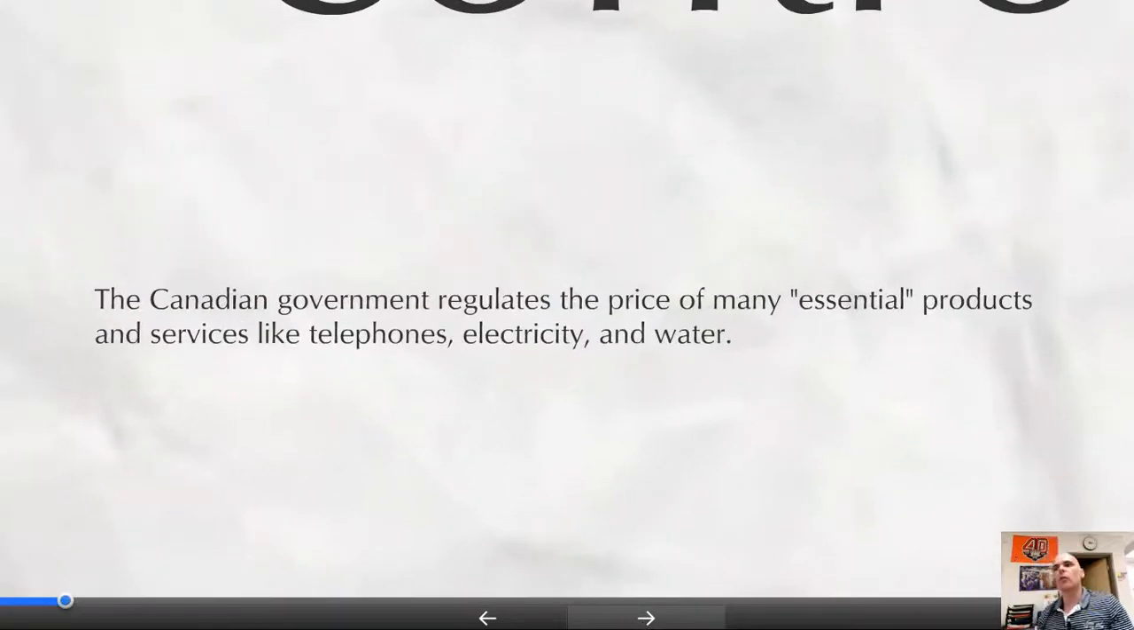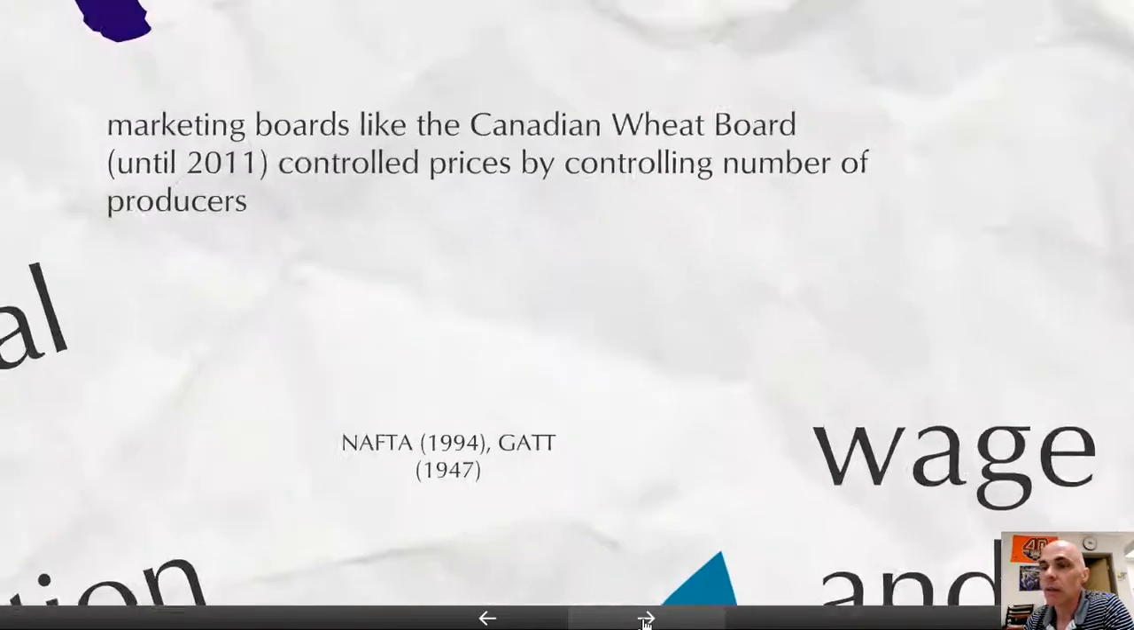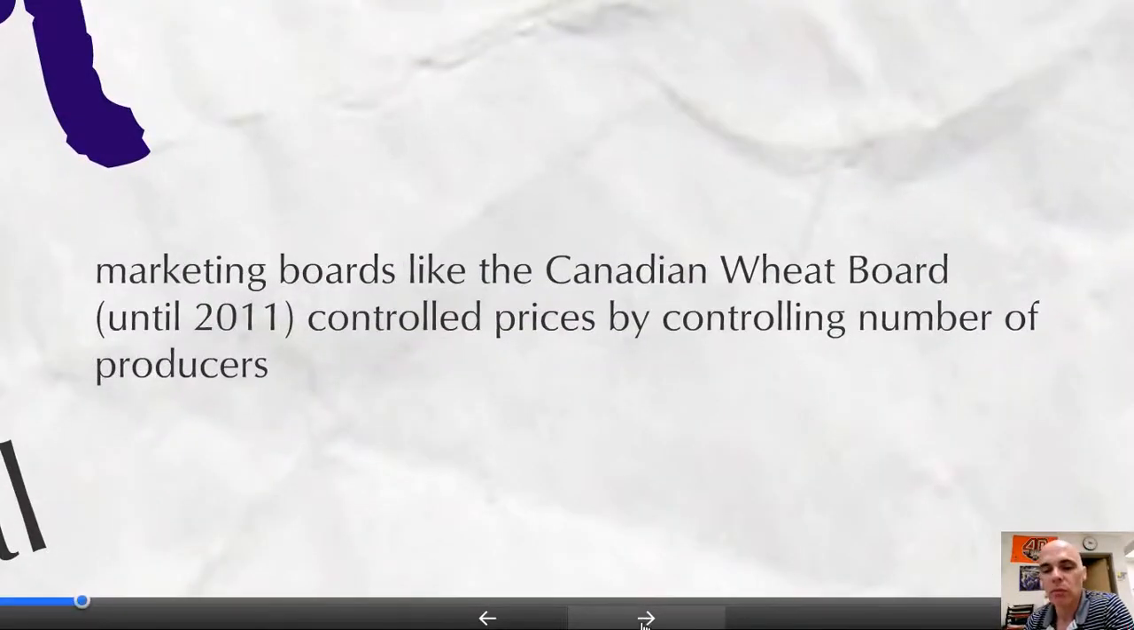The Canadian government regulates the price of many essential products like telephones, electricity, and water. And maybe they should regulate telephones even more because those bills are quite high. But sometimes those who are being regulated, like Canadian farmers, want to be deregulated. And that's what happened with the Canadian Wheat Board in 2011.